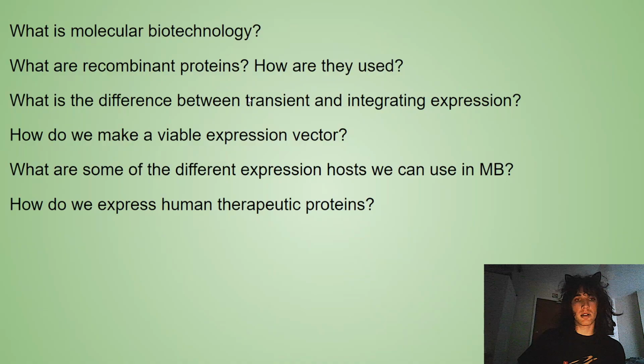We'll talk about what are the differences between transient and integrating expression vectors. Integrating expression vectors are generally preferred when it comes to large scale, like in your bioreactors or whatever, and we'll see why later. How do we make these vectors in the first place? The expression hosts that we need and that we can use. We'll talk about four main ones today. They're all pretty cool. They all have their pros and cons. And how do we actually express these human therapeutic proteins that are so valuable?